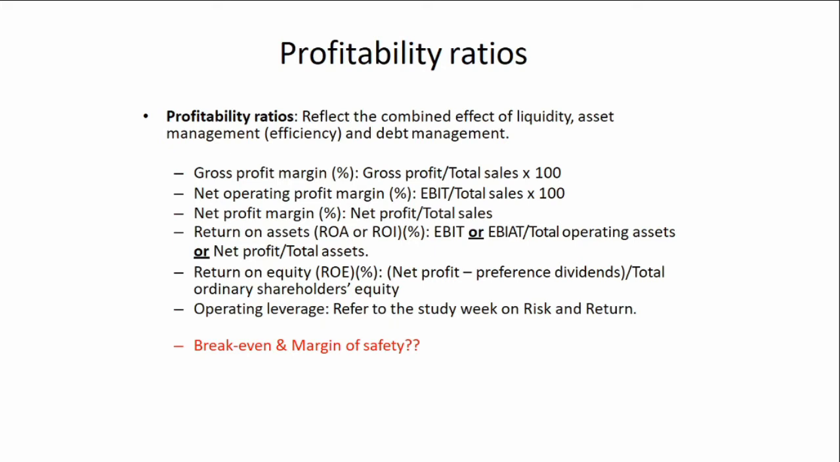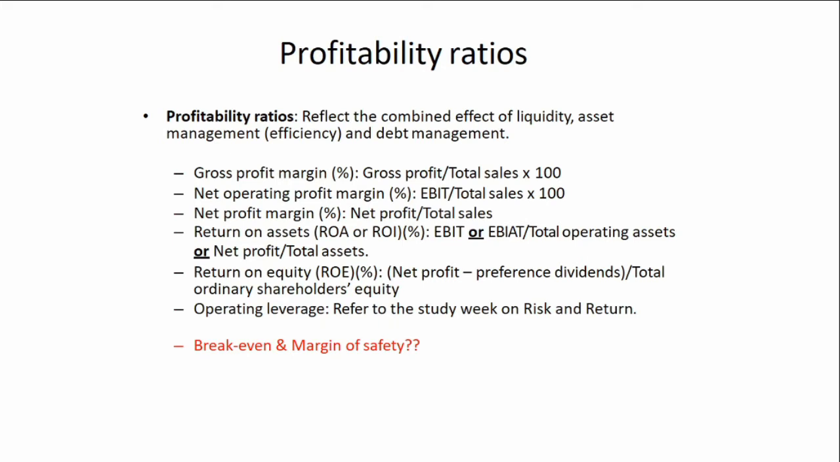Remember, it was calculated by taking your contribution divided by your earnings before interest and tax. If you do not recall this, please go back to the week where you covered risk and return and revise this. Our break-even and margin of safety ratios also give an indication of profitability, so this can also be included in your analysis. So how do we calculate our break-even units?